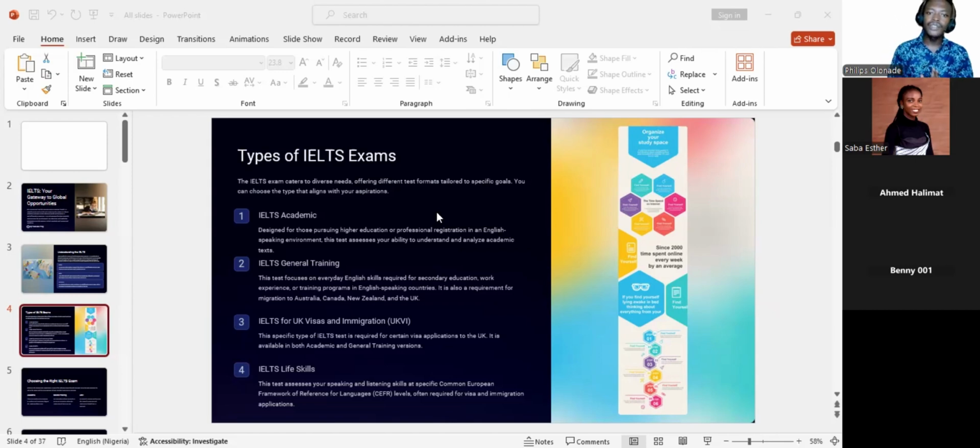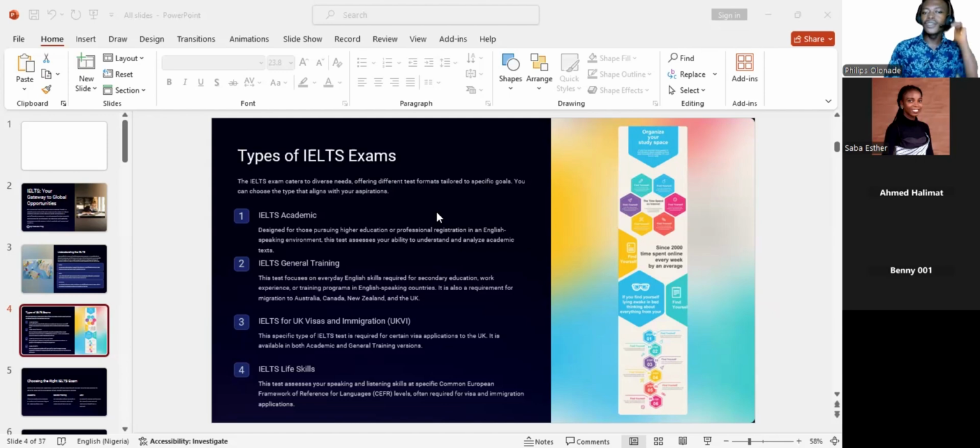So now the IELTS general training is for people who want to maybe go there to work. It's generally for people who want to go there to work. That's basically what the IELTS general training is for.